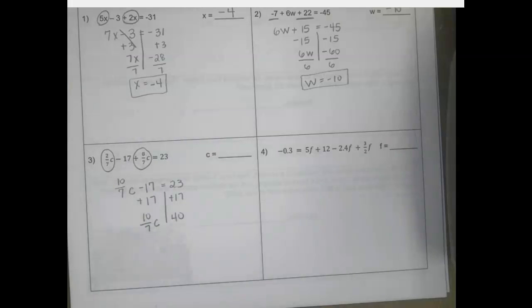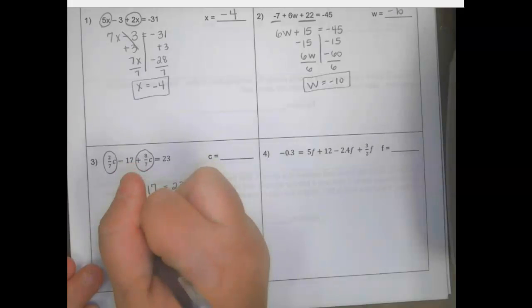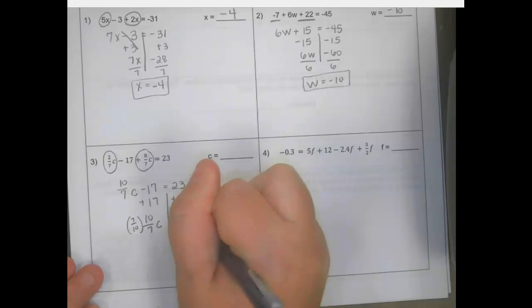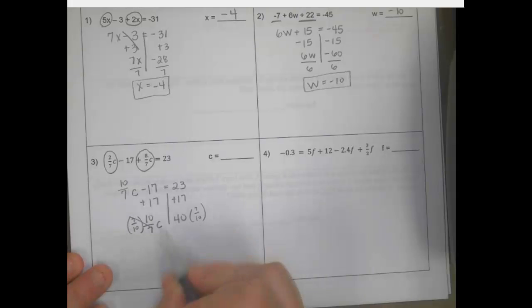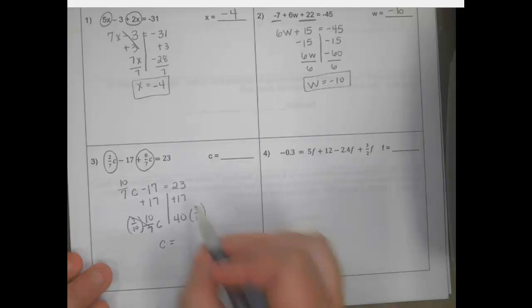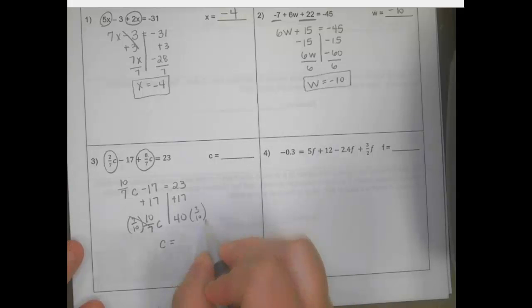When my coefficient is a fraction, I can just do the reciprocal, which is 7/10. All I'm doing is flipping it. What this is actually doing is it creates 70 over 70, which equals 1, which means this is just 1C, which is my goal the whole time, just to get C by itself. 40 times 7 is 280. 280 divided by 10 is 28.